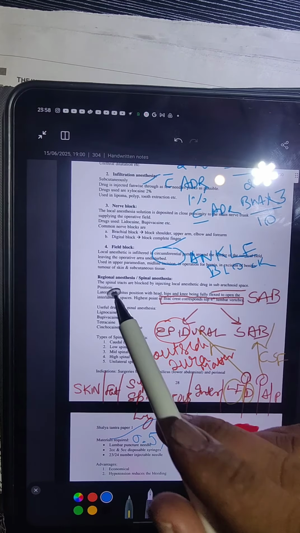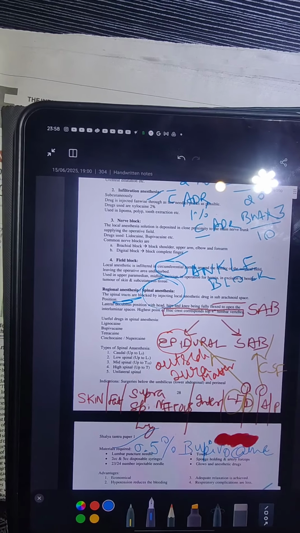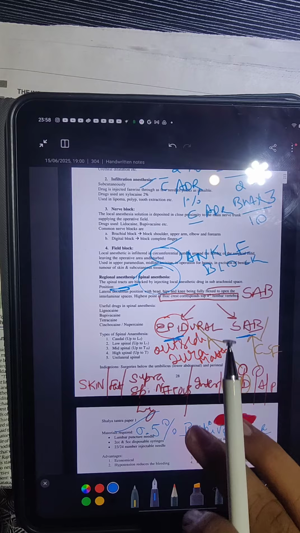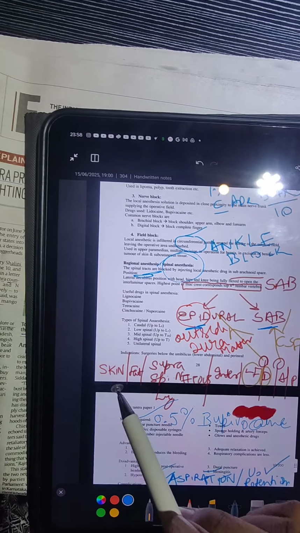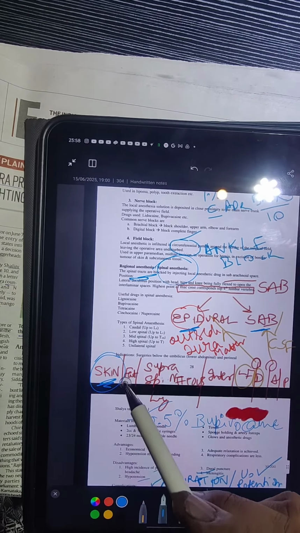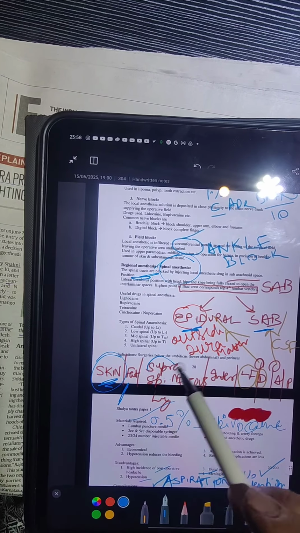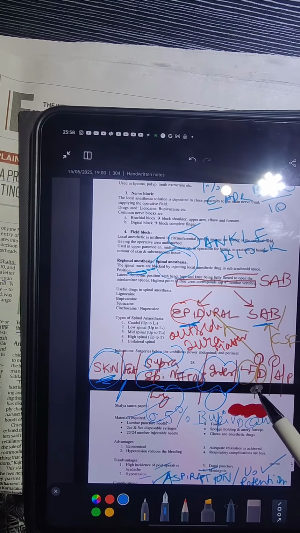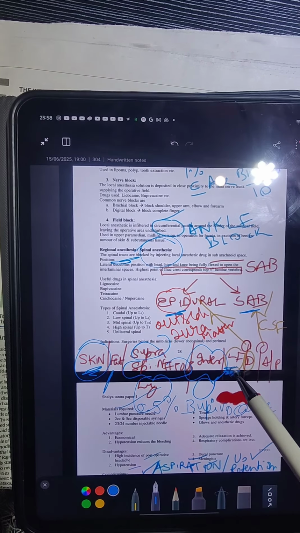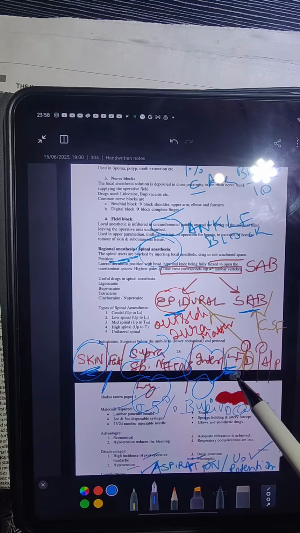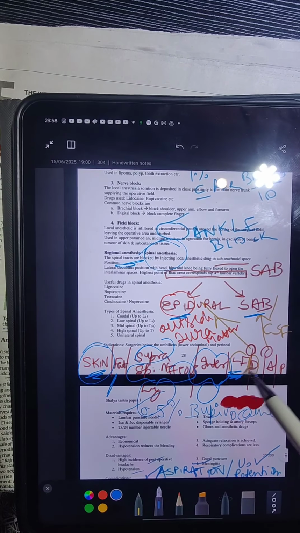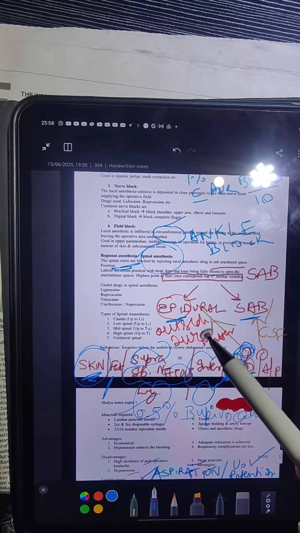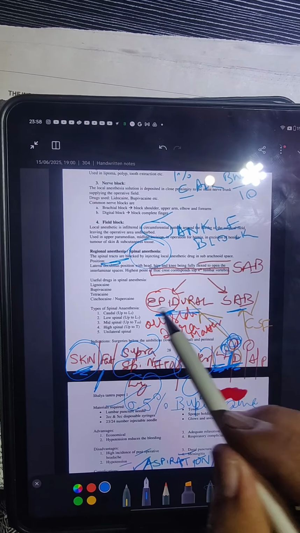Then regional anesthesia, that is spinal anesthesia. It is of two types, epidural and subarachnoid blockage. Through puncturing we first penetrate the skin, after that fat, after that supraspinous ligament, after that interspinous ligament, after that we will come across the ligamentum flavum. Between the ligamentum flavum and the dura mater there is the epidural space. Here we will inject, then it goes under epidural blockage.